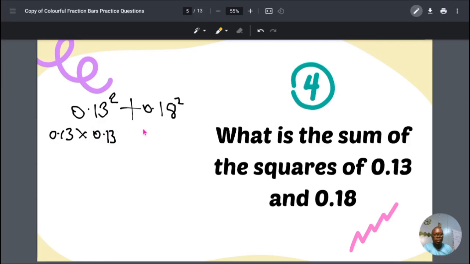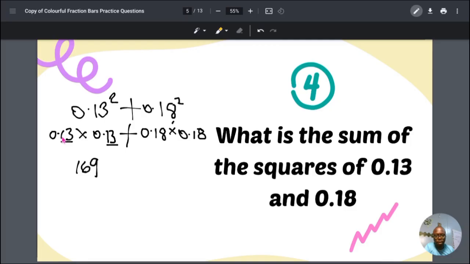And then 0.18 here means 0.18 times 0.18. So whatever we get, we'll add both sides. You might want to do the long method, using the column method and multiplying, but there's a trick to this. Look at this: this has 2 decimal places, and this has 2 decimal places. So what you do is keep your decimal places. 2 and 2 will give us 4 decimal places at the end. And then you just multiply 13 by 13, which is 169.